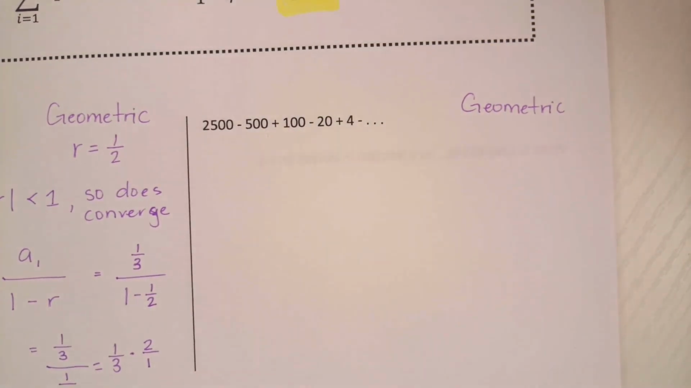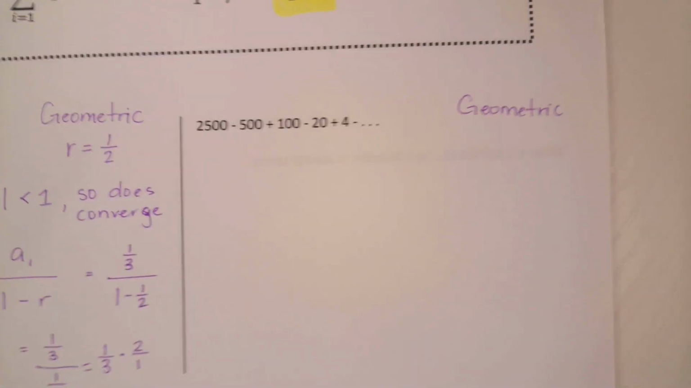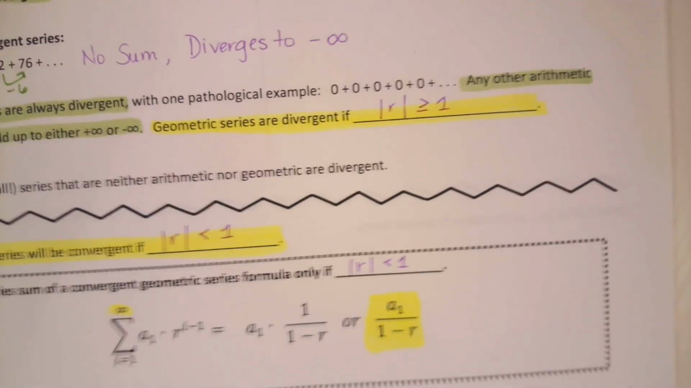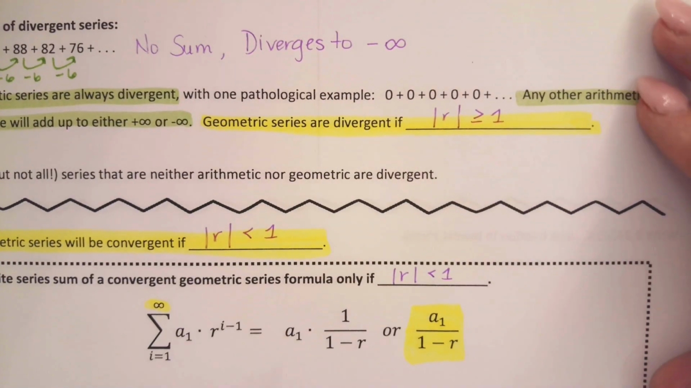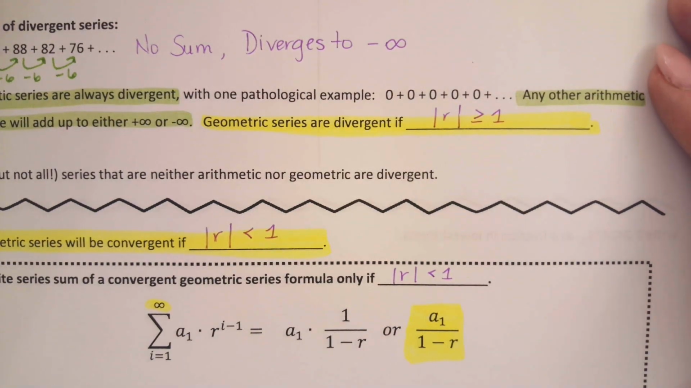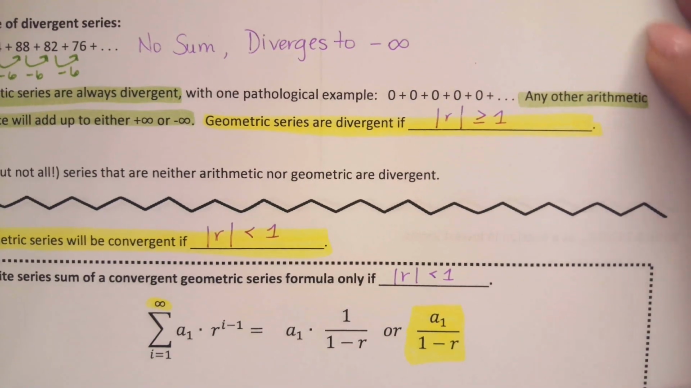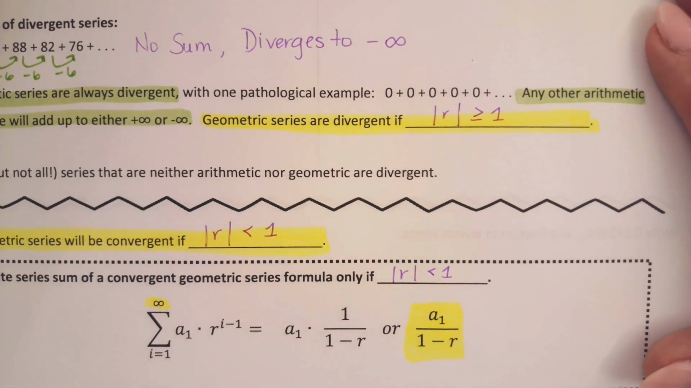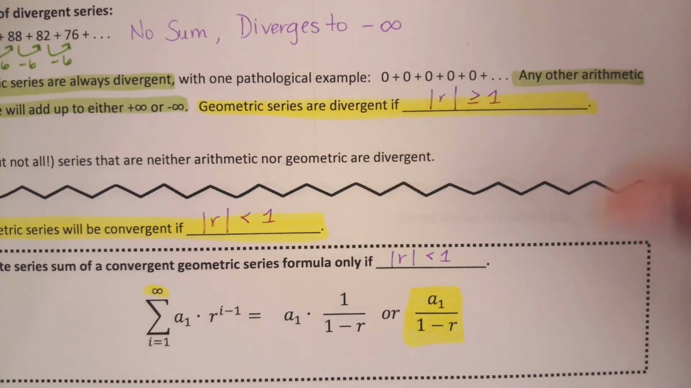Geometric. Okay. For geometric, again, let's look at the two possibilities before we start calculating. We have to figure out the common ratio because we're trying to figure out, is it greater than or equal to 1? It's going to diverge to positive or negative infinity. Or is it less than 1, and therefore we're going to have an actual sum.